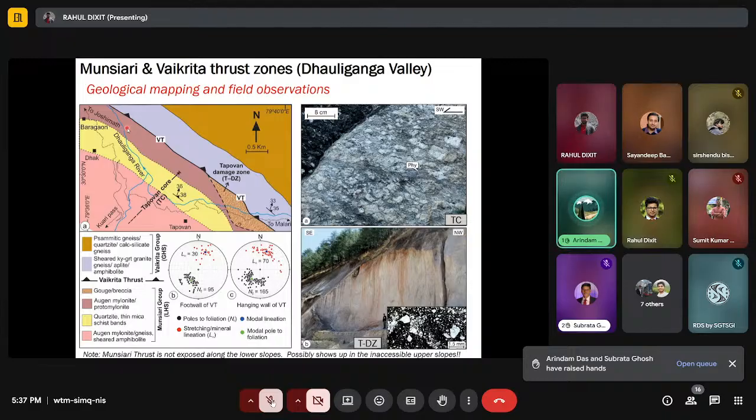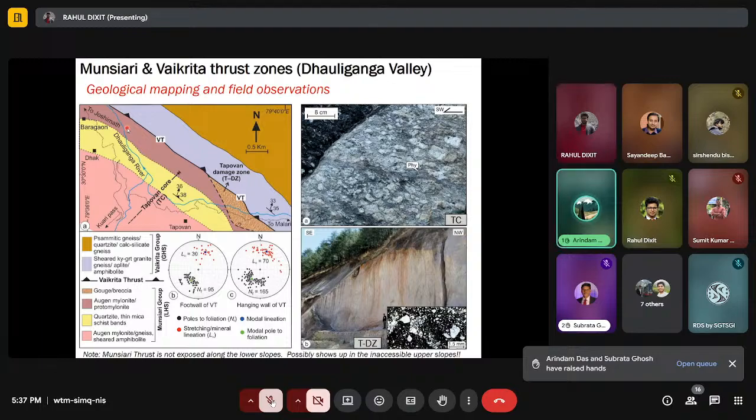So the original definition for the Main Central Thrust: if we don't go by Heim and Gansser and go for a structural definition, it's a shear zone. It's a zone of high strain accumulation. A shear zone is punctuated by several discrete smaller shear zones.